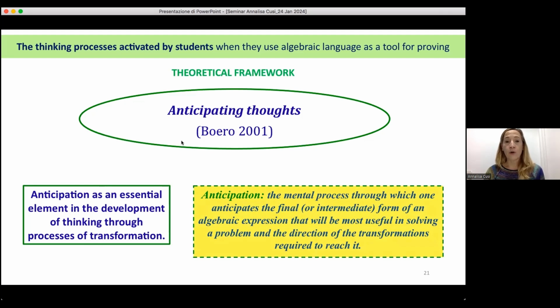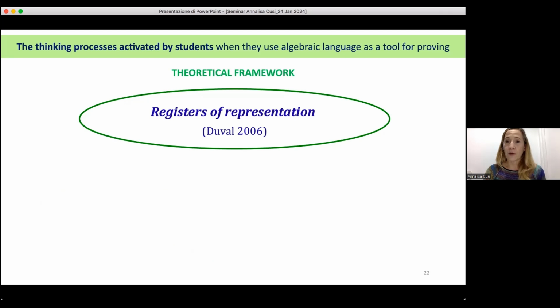Anticipation, according to Boero, is strictly related also to what Arzarello and colleagues say about an effective approach to the teaching of algebra. Anticipation is considered an essential element in the development of thinking when thinking is developed through processes of transformation, especially of algebraic expressions. The third element of the framework is the idea of register of representation by Duval.